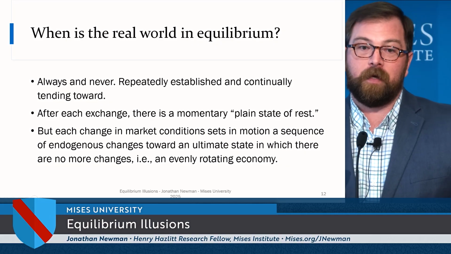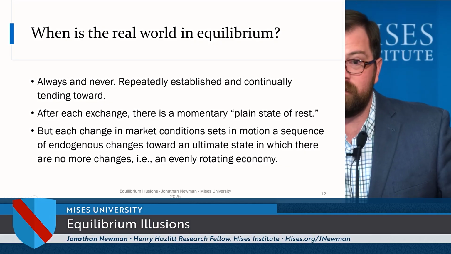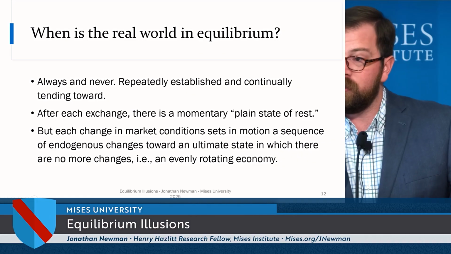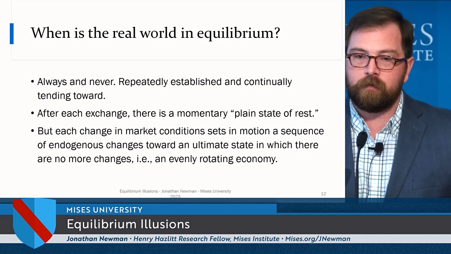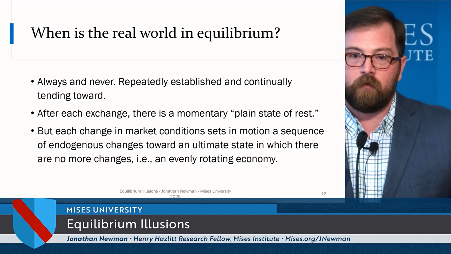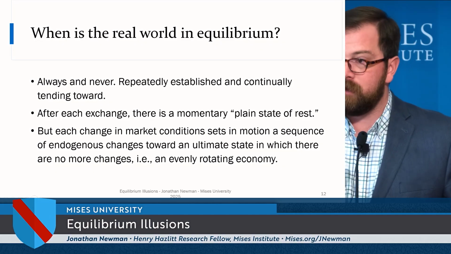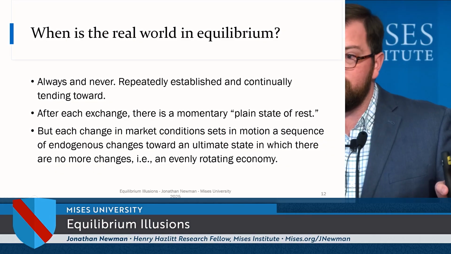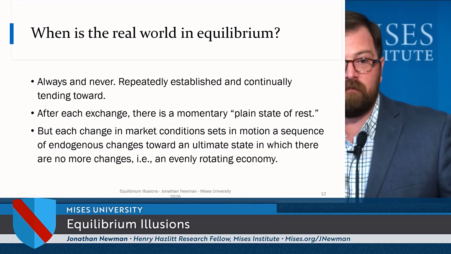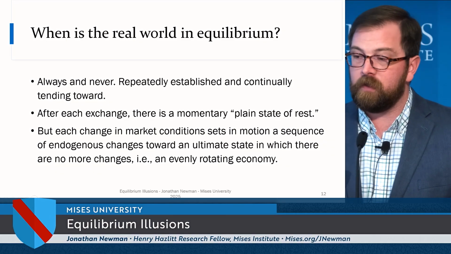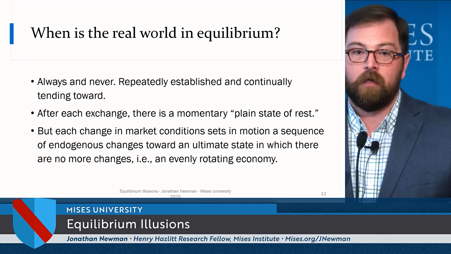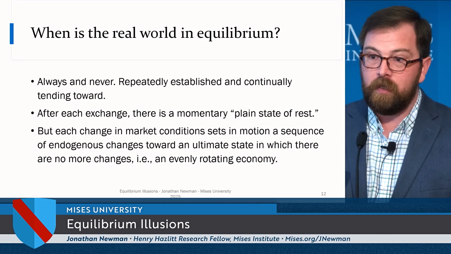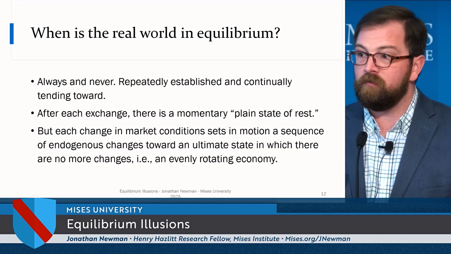But if we're talking about something like the final state of rest, that requires production adjustments to remaining anticipated areas where we can obtain profits or incur losses. If we're talking about production adjustments based on that, it means that we're never in equilibrium. So we never get to the final state of rest. We obviously never get to the evenly rotating economy. So we're never in those sorts of equilibria, but we are always in a PSR, or each transaction represents a PSR.